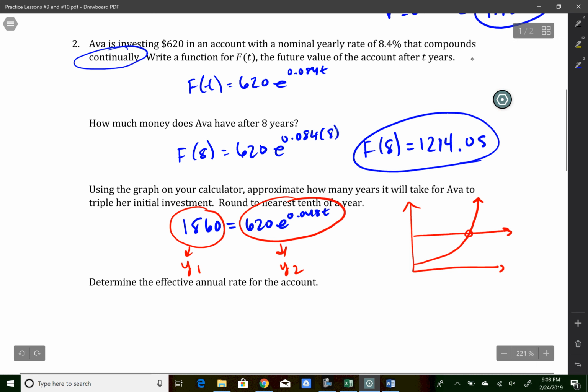I see that after 8 years, I get to like $1,200. So I'm going to assume if I go out like 15 years on my x-axis, that's probably good enough. And I want to make it so that my y-axis gets me at least to 1860, so I'll make my y window go up to 2000. Go into your y equals and graph this. When you're graphing these, you're just thinking, what is a logical window? What's a window that makes sense, right? If you're wrong by guessing the window, you can always change it. That's the beauty of it. So I'm going to make my window 0 to 15 and 0 to 2000.